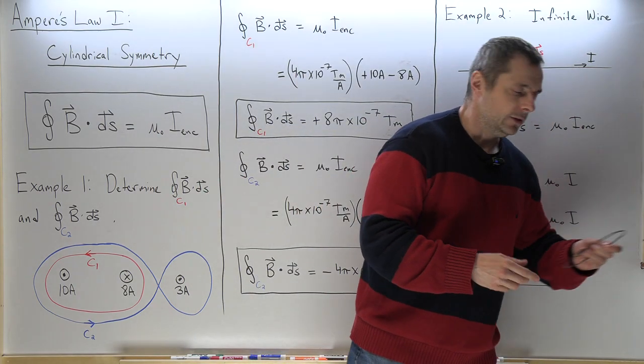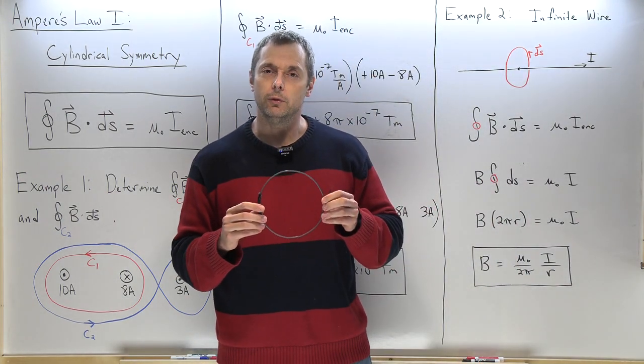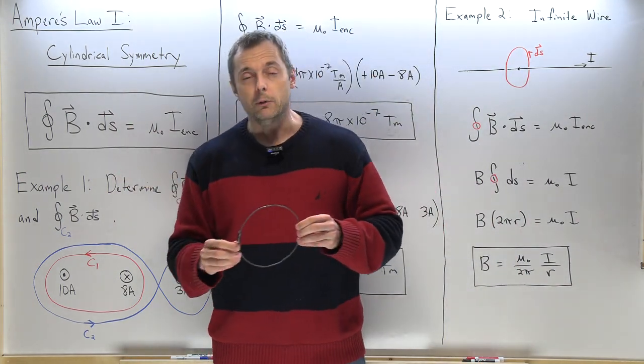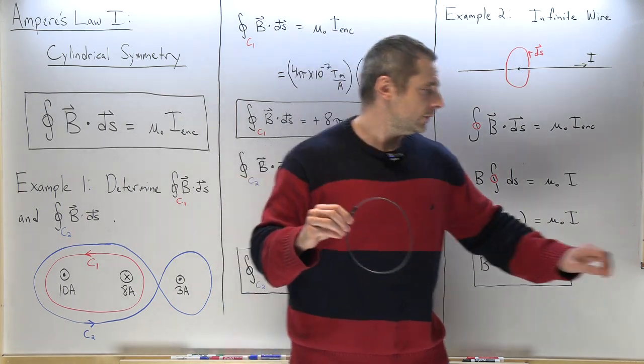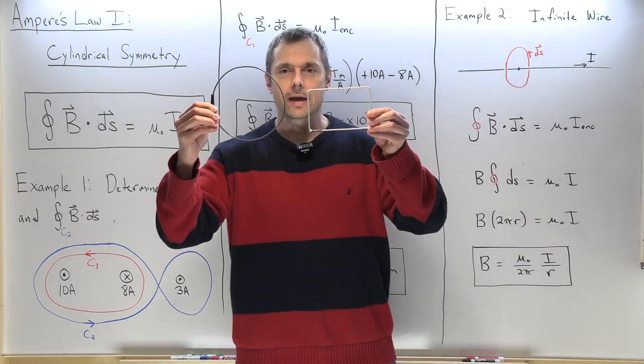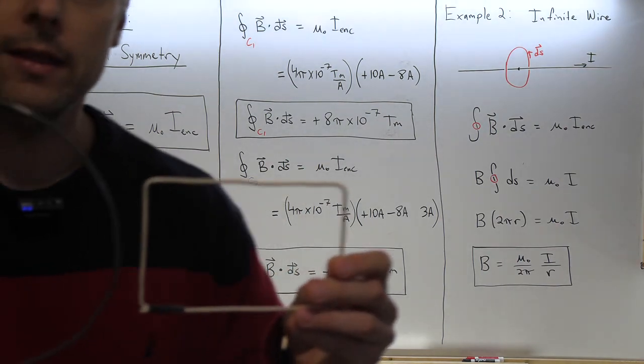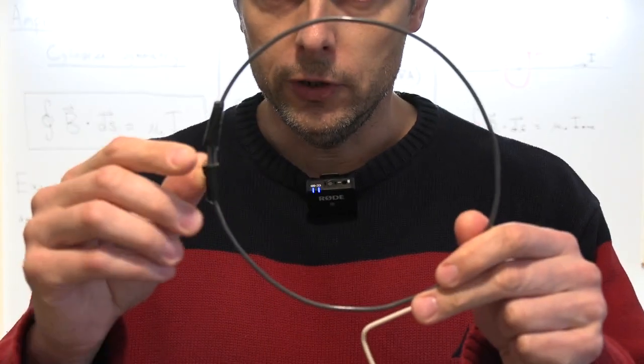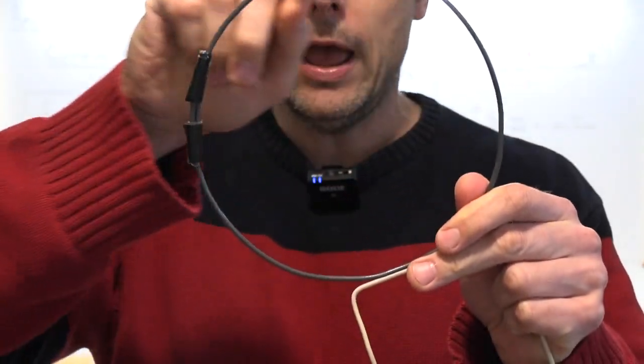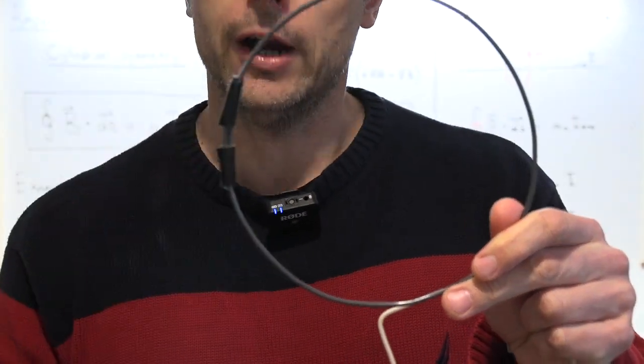In this topic, the two Amperian shapes, the Amperian loops that we're going to be using, are circles and rectangles. So as you can see, this circle, if I integrate around, it comes back to the same starting point.